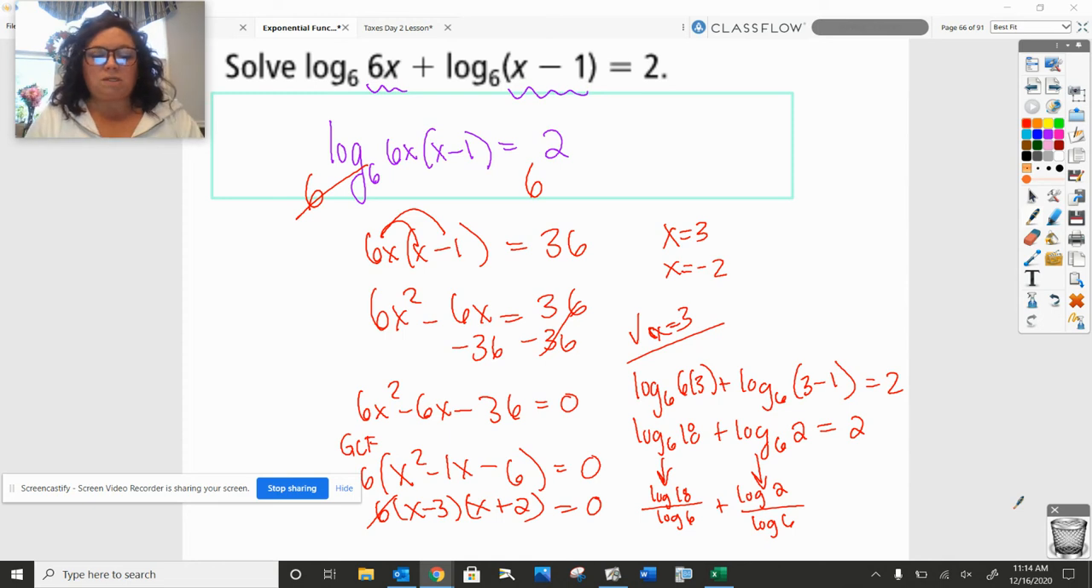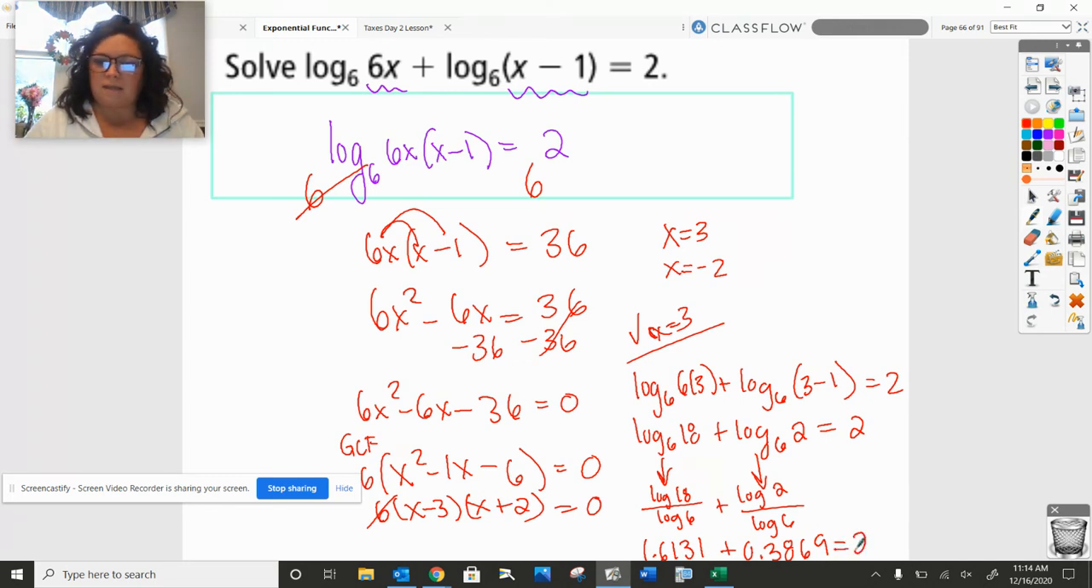So I'm going to do the first one. We're going to do log of 18 divided by log of 6. And since this is a two-stepper, I will write the decimal down for it. Okay, it's about that. I'm rounding. And then for the next one, we're going to do log of 2 divided by log of 6. And that is about 0.3869.